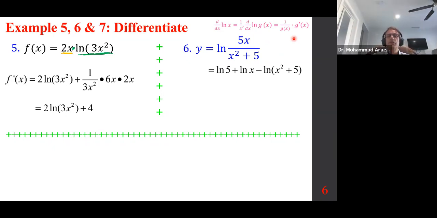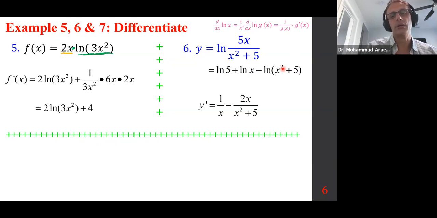Now the next step is differentiation, and it's calculus one by one. Ln 5 gives you 0. Ln x gives you 1 over x. Minus ln of x squared plus 5. Flip this over: 1 over x squared plus 5 times g prime of x, the derivative of x squared plus 5, which is simply 2x. That's what we get.